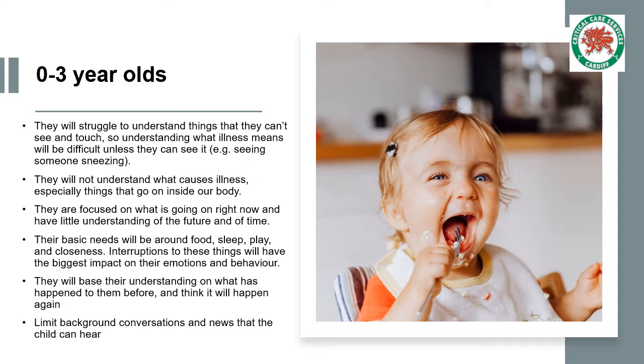Their basic needs will be around food, sleep, play, and closeness. Interruptions to these things will have the biggest impact on their emotions and behaviour. They will struggle to understand things that they can't see or touch, so understanding what illness means will be difficult unless they can see it. So, for example, understanding somebody having a cold by seeing somebody sneezing. They will not understand what causes illness, especially things that go on inside our bodies.